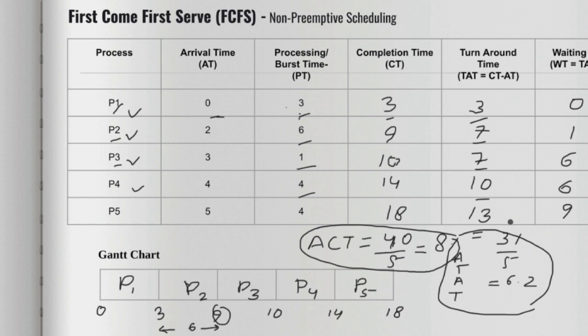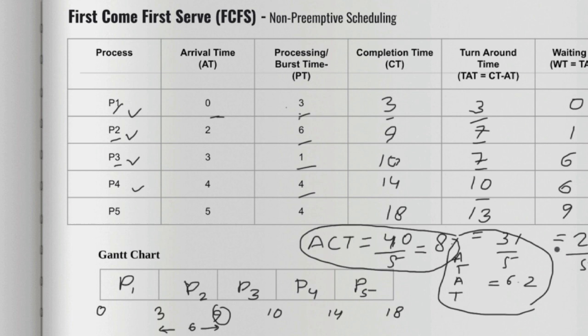And similarly, you can calculate the average waiting time as well. So average waiting time will become 9 plus 6 plus 6 plus 1 plus 0. That makes a total of 22. 22 divided by 5. 5 4s are 20, so 4.4. So that's your average waiting time.